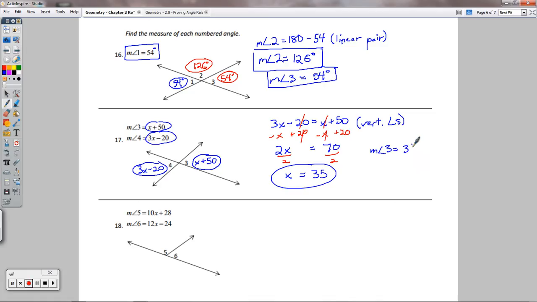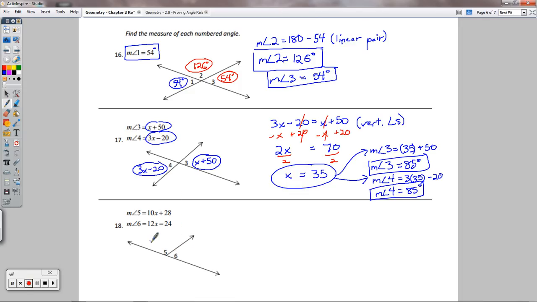So measure of angle 3, you've got 35 plus 50. That means the measure of angle 3 equals 85 degrees. And the measure of angle 4, seeing that they're vertical, should be the same thing if I did this right. So that's a good way to check my solution here in the end. So 3 times 35 minus 20. 3 times 35 is 105. And 105 minus 20, that works out. That's 85 degrees. So that means the measure of angle 4, like we expected, is the same thing, 85 degrees. So I plugged in 35 here, I plugged in 35 here, and got that.